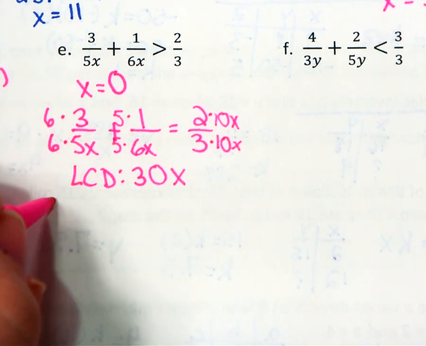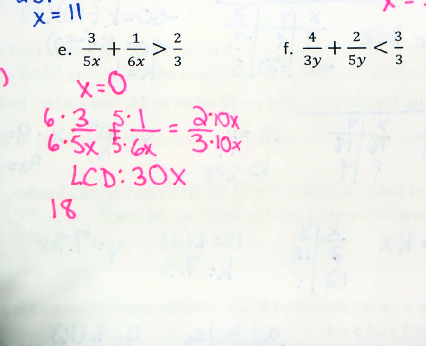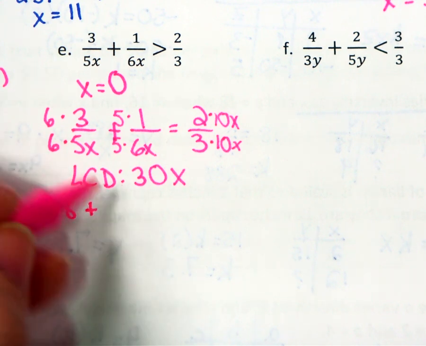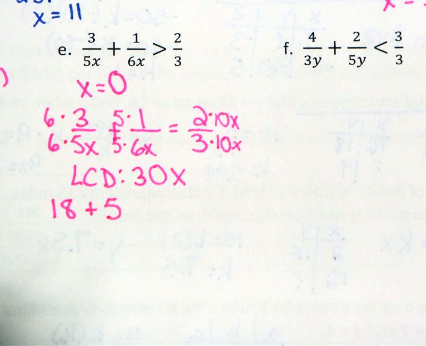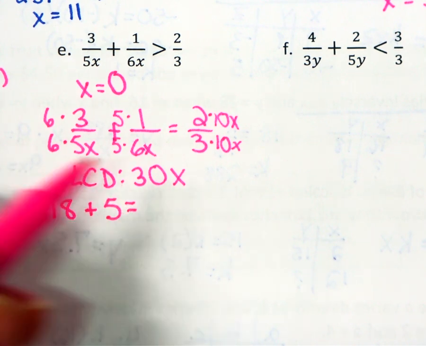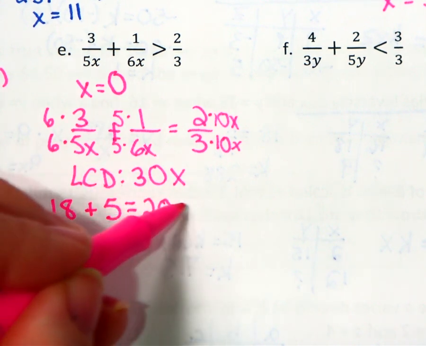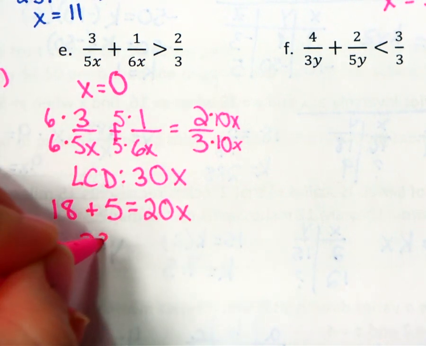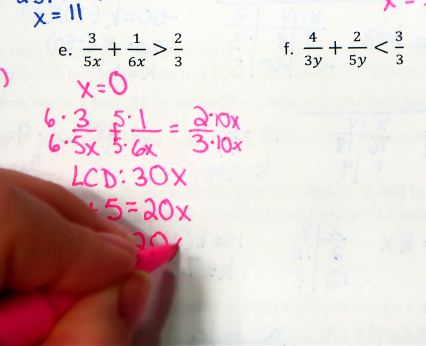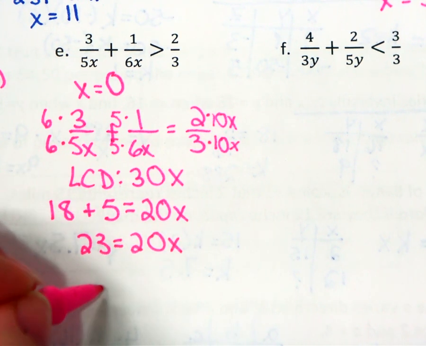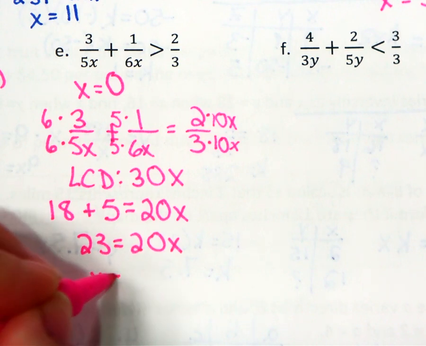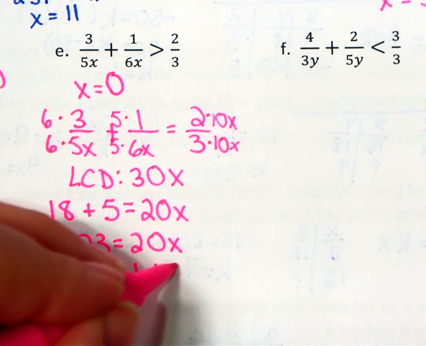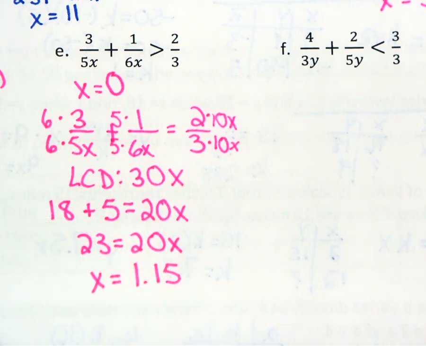Focus only on the numerators. 6 times 3, 18, plus 5 times 1, 5, equals 20x. So 23 equals 20x. Divide both sides by 20, and we get that x is equal to 1.15.